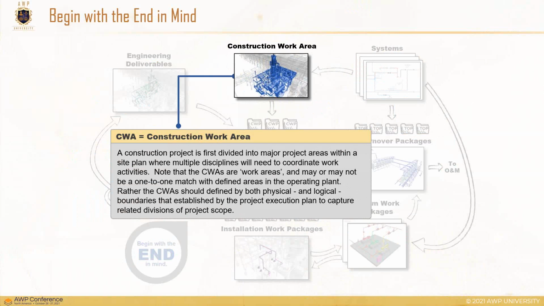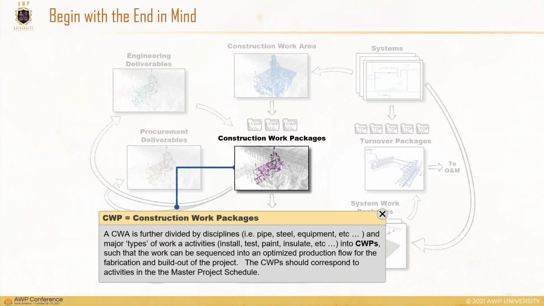Those CWAs start as basically a geographical grouping. We're going to draw boxes on a diagram to identify those. And as they mature, we're going to start to schedule and move forward. But one of the things that we use those construction work areas for is then starting to scope our construction work packages. Now, what is a construction work package? A construction work package is a discipline-specific package that breaks down the CWAs into further smaller pieces.